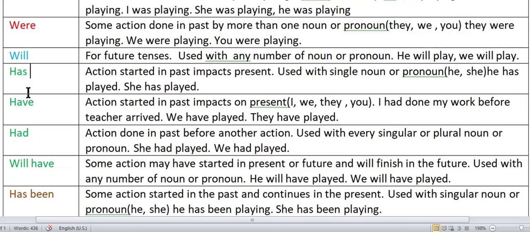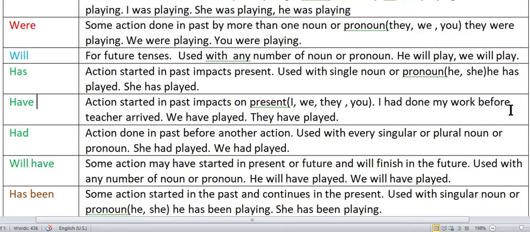Next we have has. We use has when an action starts in the past and impacts the present, and has is used with a single noun or pronoun. It is used in the perfect tenses. Has, have, had are used in the perfect tenses. So has is used with a single noun or pronoun like he, she, in the present tenses. He has played, she has played. Has has a plural form as well, have. Has we use with the singular and have we use with the plural. The action starts in the past, impacts the present, and the pronouns we use with have are I, we, they, and you.